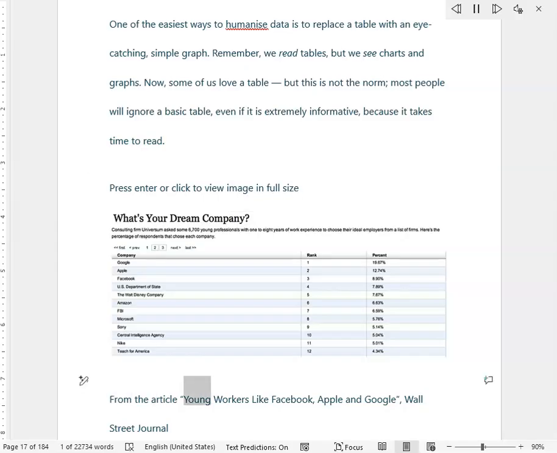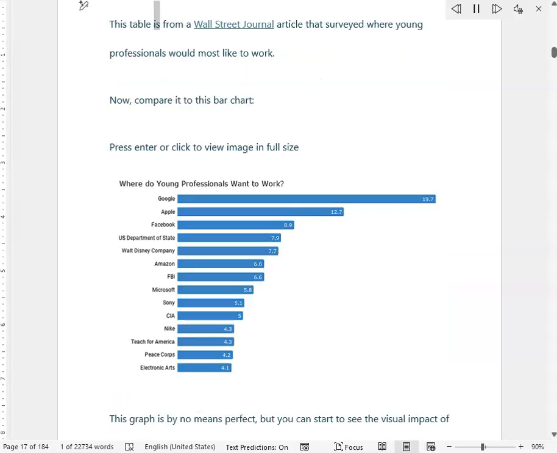From the article, Young Workers Like Facebook, Apple, and Google, Wall Street Journal. This table is from a Wall Street Journal article that surveyed where young professionals would most like to work. Now, compare it to this bar chart.